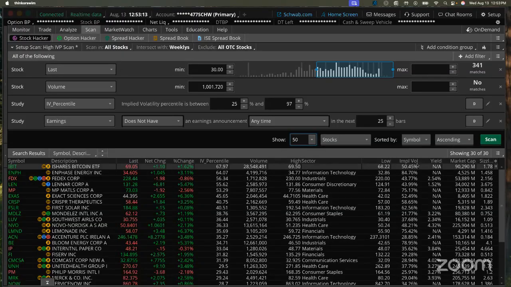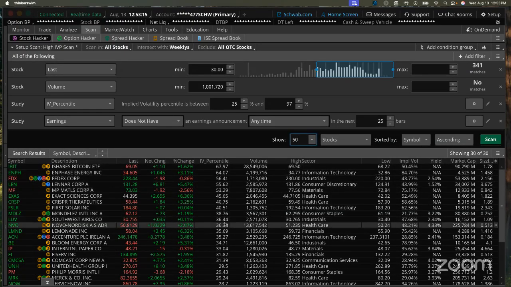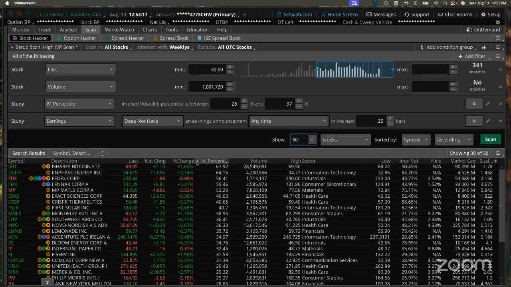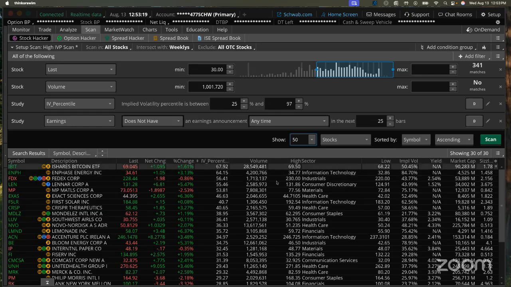It means I'm getting into the areas. And then what I'm looking for is the IV percentile. I've got it ranked by IV percentile. You can sort these by volume, by price, or by sector.